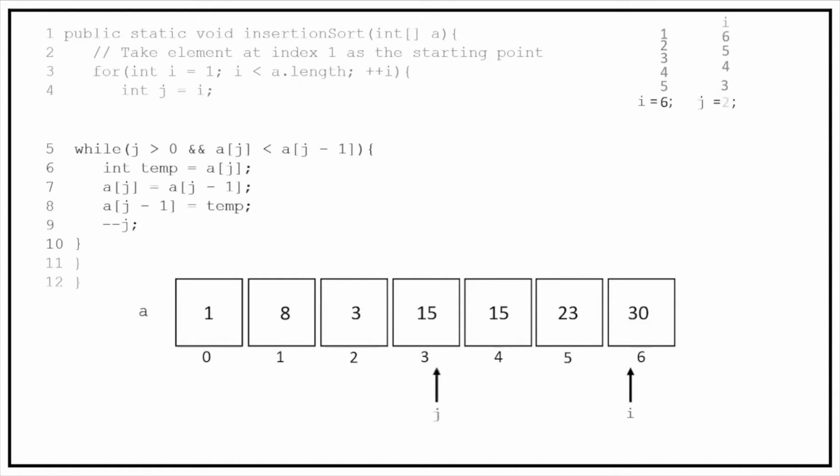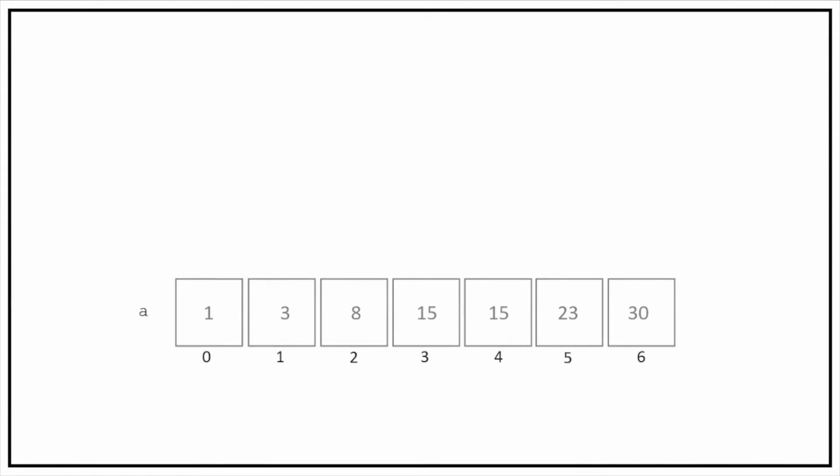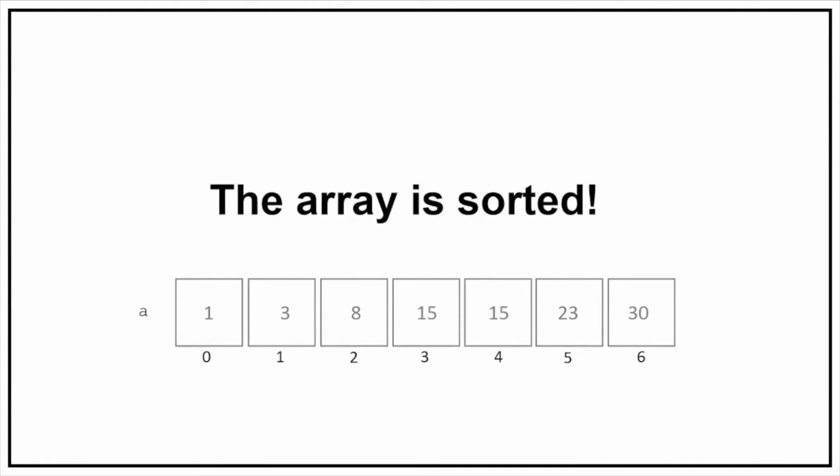J will now be equal to 2, and we now have, is 2 greater than 0? True. And is 3 less than 8? True. Swapping and de-incrementing J so that it will now equal 1. We now have, is 1 greater than 0? True. And is 3 less than 1? This is false, meaning this iteration is done, which was the last iteration, and the array is sorted. Moving forward, we will have the implementation for the code.